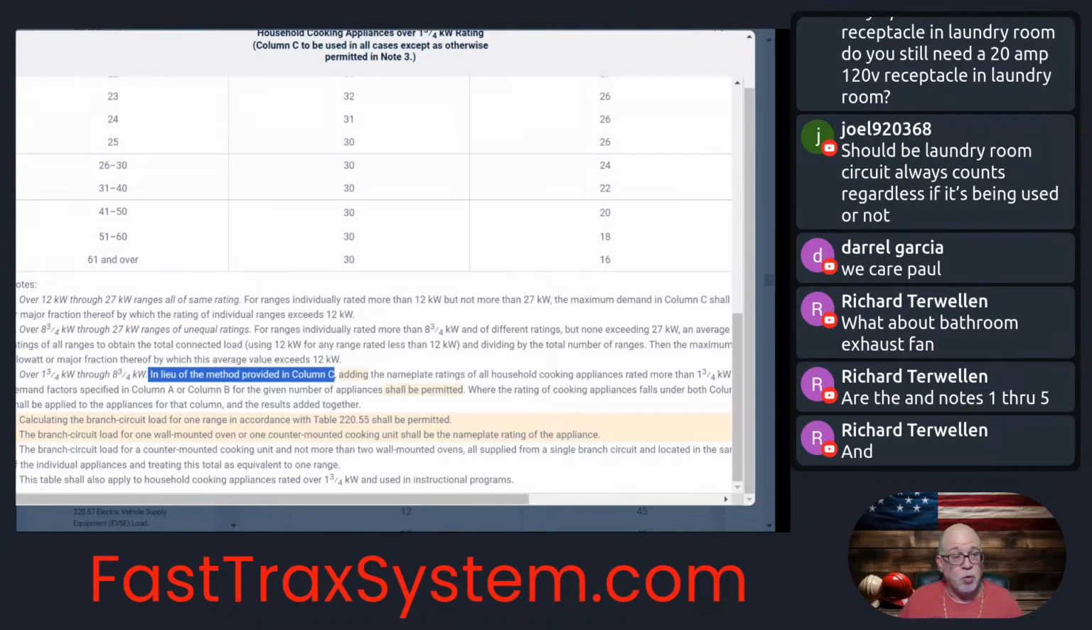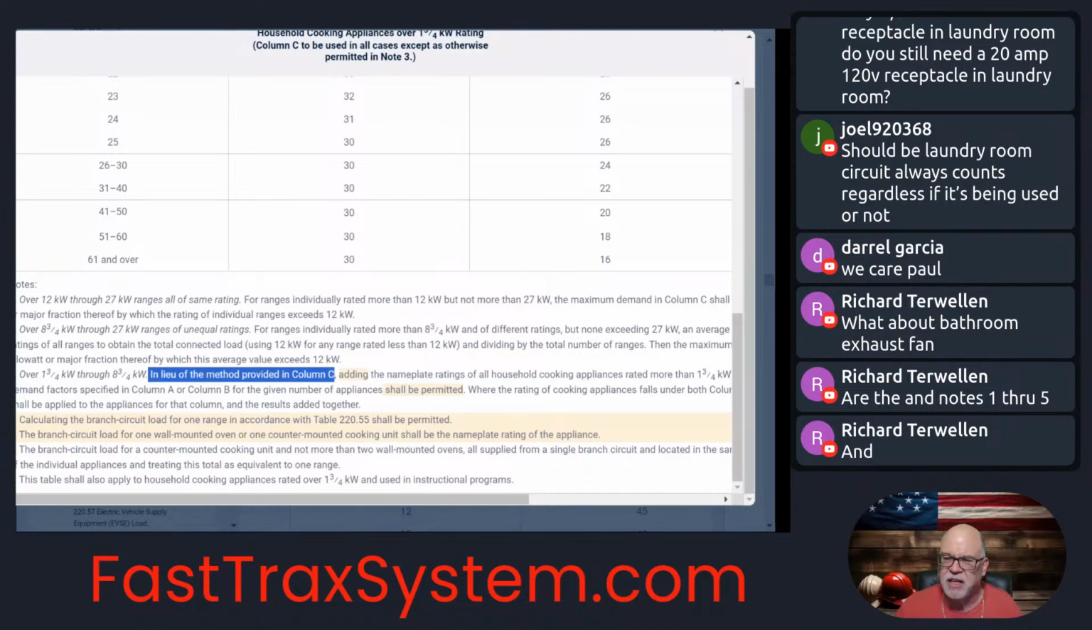It means, you know what, if you want to use column C, go for it, but in lieu of that, we'll let you use column A or column B if your cooking appliances fall under those columns, and you get to compare it. And if column A or B yields the lower result than what you would get in column C, guess what? I get to use the one that yields the best result. That's unique for the NEC because everywhere else, usually you have to take the higher value, right? But when it comes to ranges, you get to take whatever yields the lower value. Just remember that when it comes to ranges, okay?